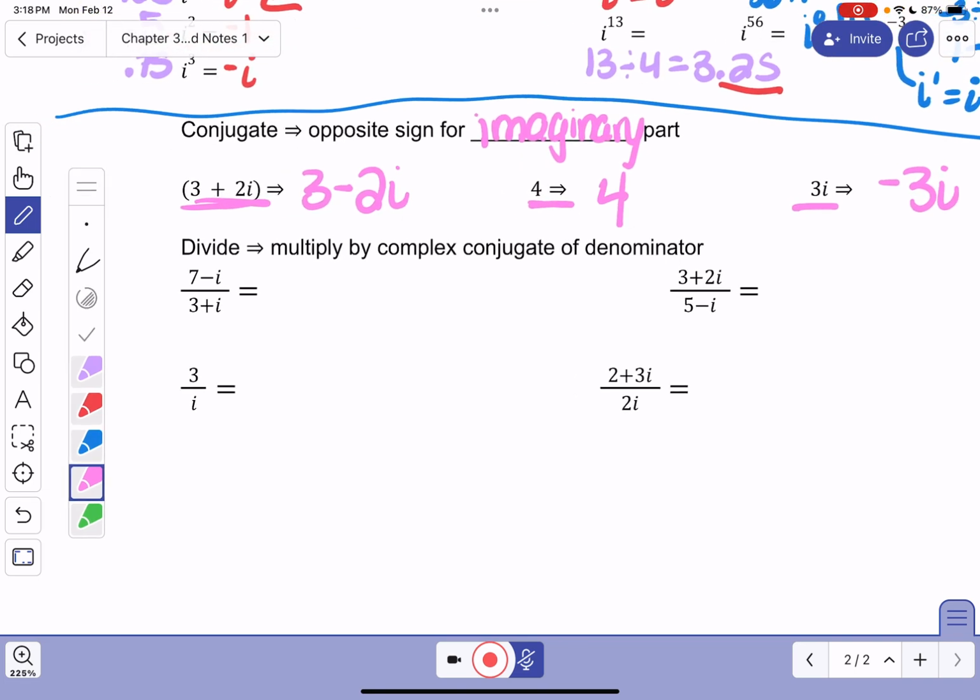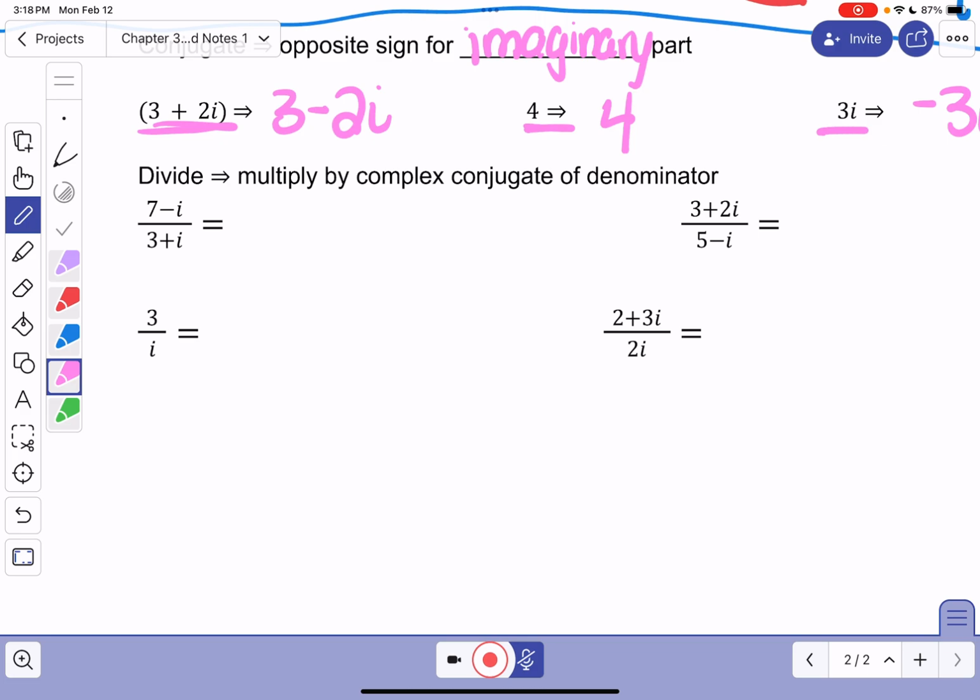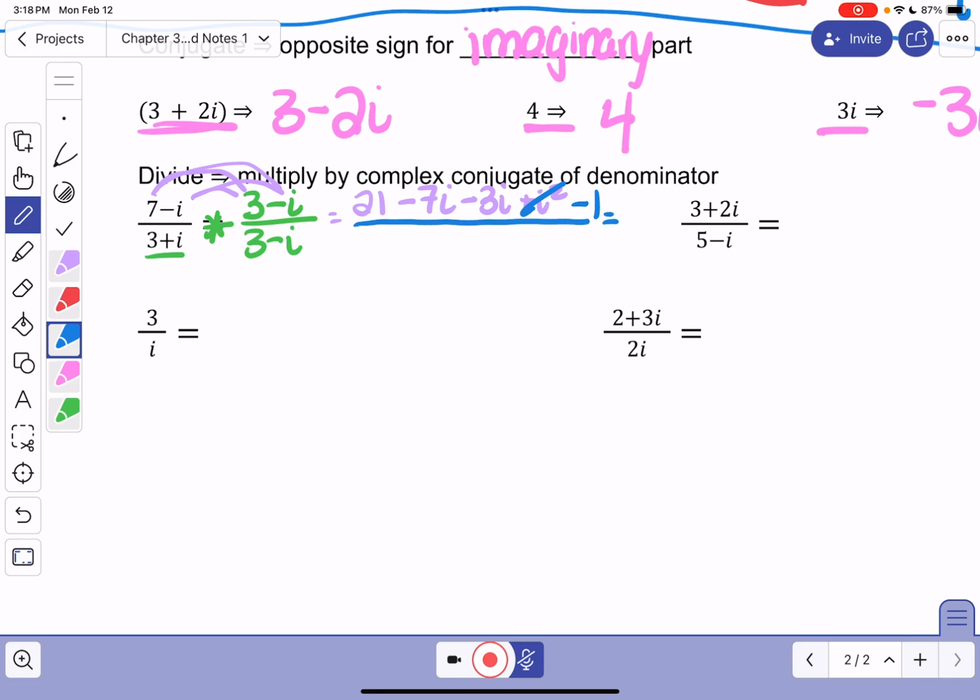You use that to divide, because our whole goal is to get the i's off the bottom. So we can multiply by the conjugate of the denominator. So it would be 3 minus i over 3 minus i. Then we'd FOIL the top and the bottom. So 7 times 3 is 21. 7 times negative i is negative 7i. Negative i times 3 is negative 3i. Negative i times negative i is positive i squared, which by definition is negative 1. Then if I combine like terms, 21 minus 1 is 20, and negative 7i minus 3i is negative 10i.